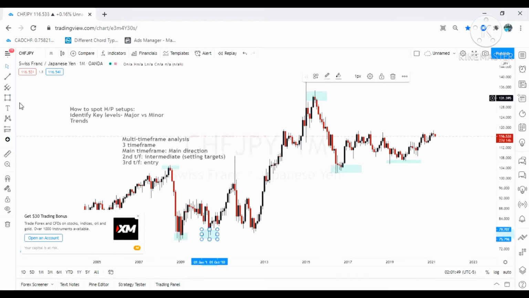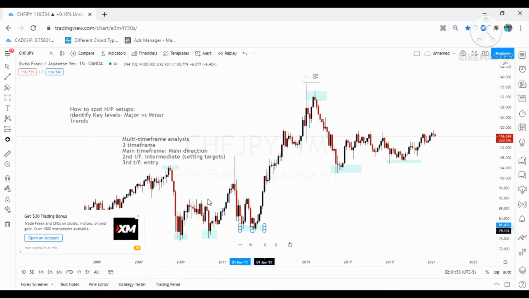And then we'll look for examples on other pairs. Yeah. So for this pair, we're using CHF JPY, and then we are going to use the monthly as our main time frame, the weekly as our intermediate time frame, and the daily time frame as our entry time frame.